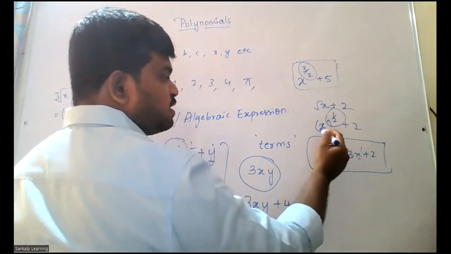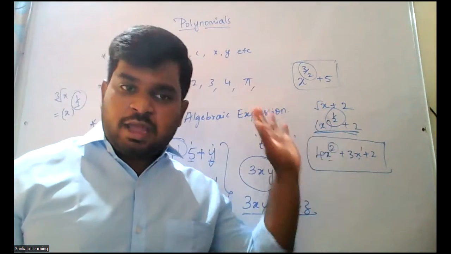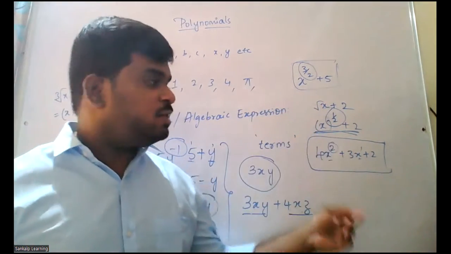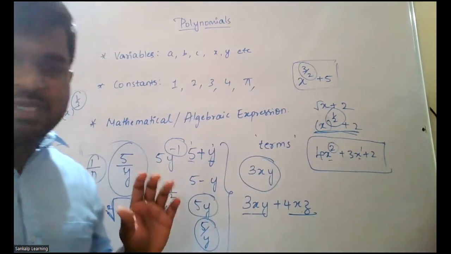All these are fractions, isn't it? Therefore, we cannot call these polynomials, but they are mathematical expressions. We cannot call them polynomials because the powers are fractions. Okay. You should have the powers as whole numbers.